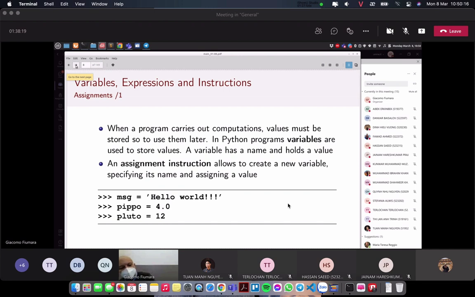Okay. This is the very first Python set of instructions. The very beginning.